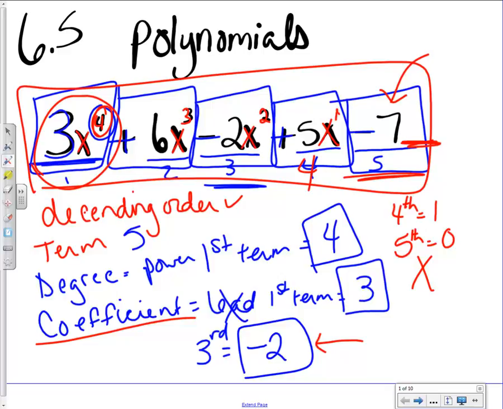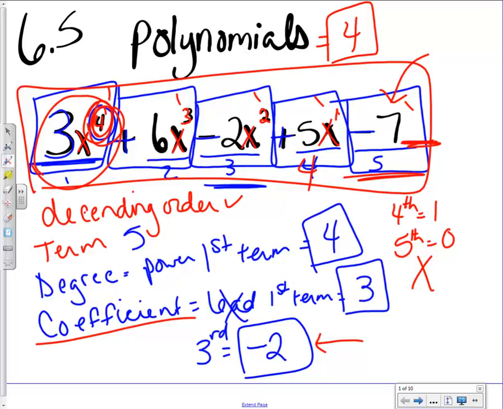So what is the degree of this polynomial? 4. 4 is the highest power we see here. We see 4, 3, 2, 1, nothing. 4 is the biggest one, so the degree of this polynomial is 4. Okay?